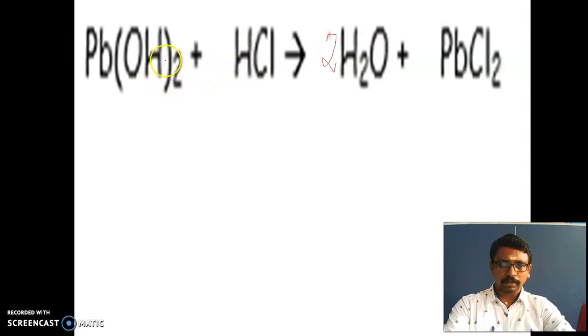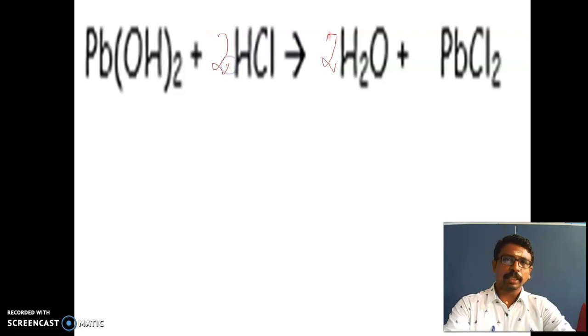Hydrogen, you can see hydrogen. Here it will be 3, but here, how many hydrogens are there, children? 4. And chlorine, you can see, here the chlorine is only one atom, and here it will be 2. So first put 2 here.